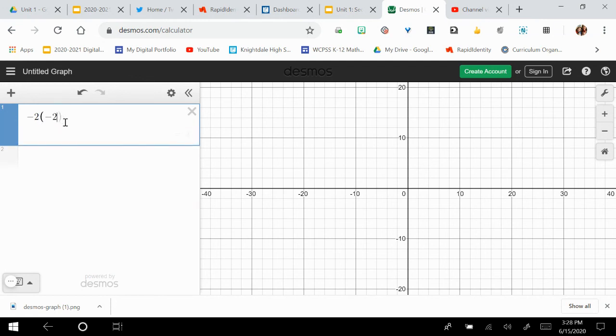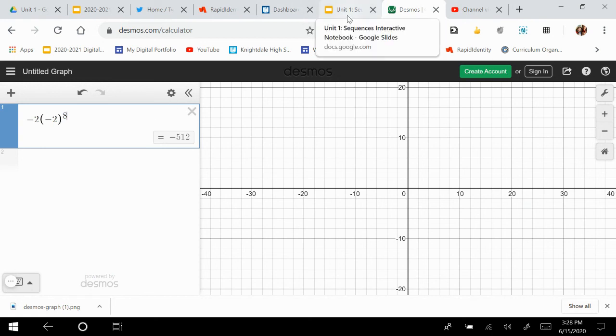Oh, I don't want to subscribe. There we go. Sorry. Caret key, and I'm going to put the 8th term. So that's -512. Make sure you put the negative sign. It is important.